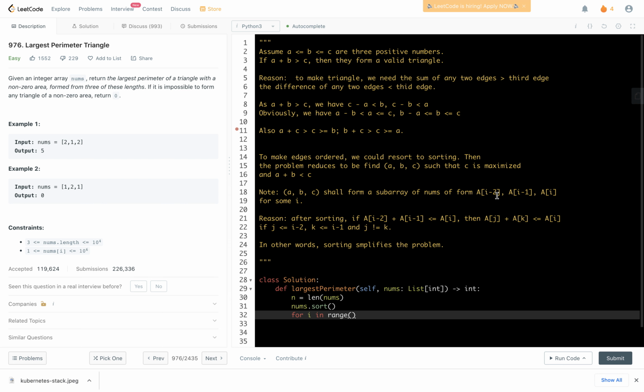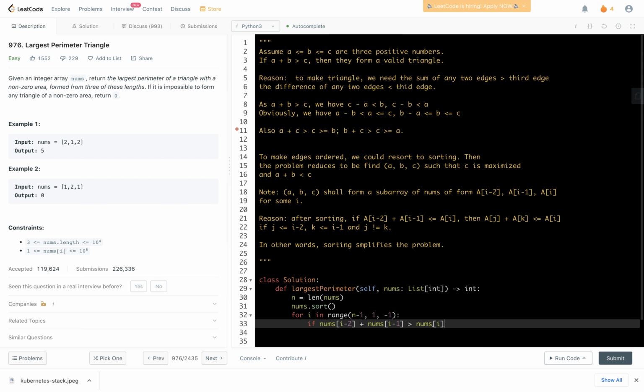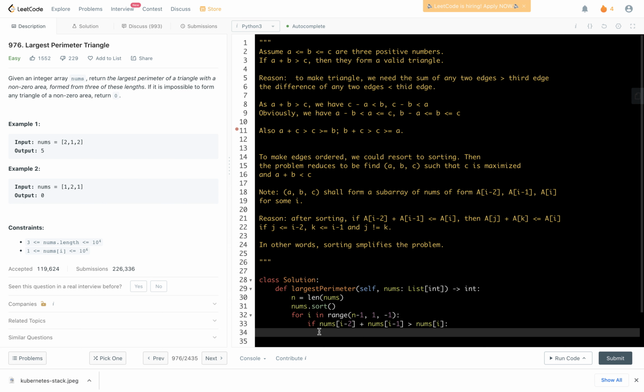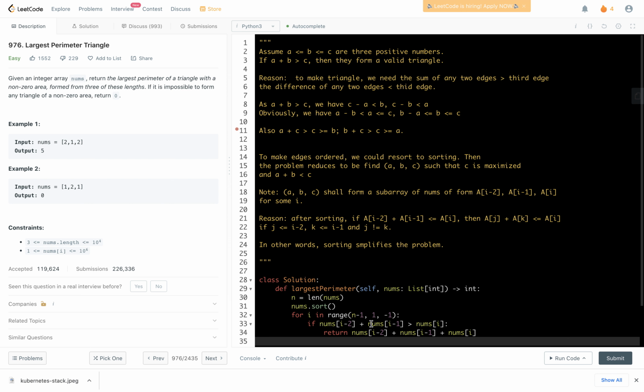Then what we are going to do is check if nums[i-2] plus nums[i-1] is strictly larger than nums[i]. If so, these three numbers form a valid triangle, so we return the sum of these three numbers. Otherwise, we continue.